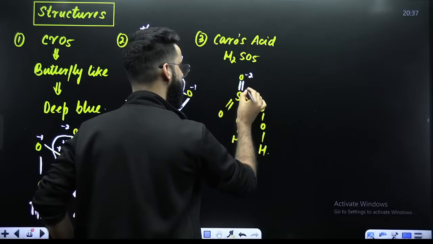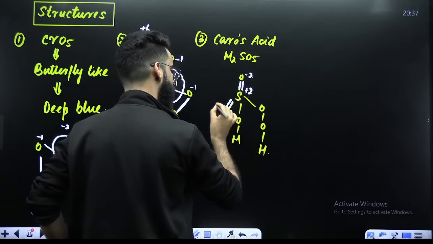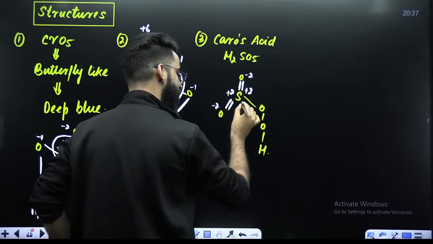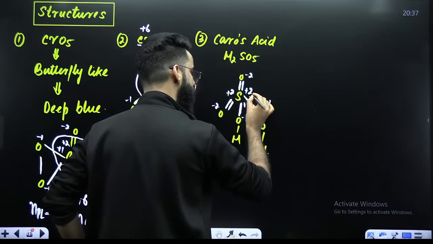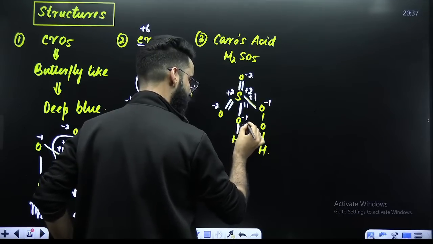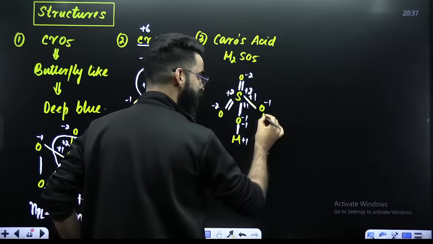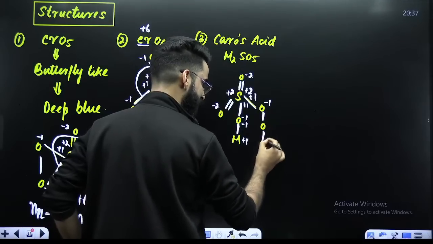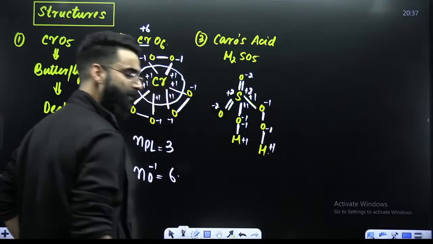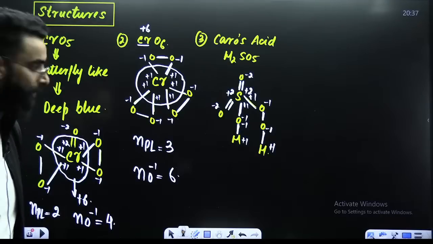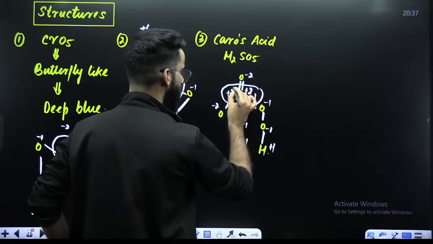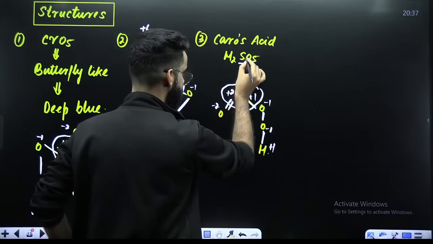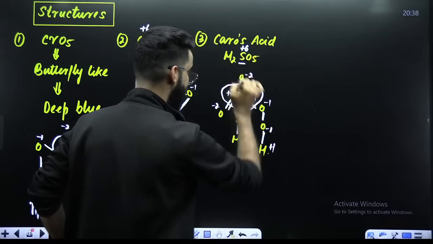So -2 and +2 due to this double bond. Due to this single bond, -1 and +1. Due to this single bond, -1 and +1. Due to this single bond, -1 and +1. Due to this single bond, nothing is going to happen. Due to this single bond, -1 and +1. You have calculated the oxidation states of all the atoms over here. So if I ask what is the total charge on this sulfur, check it out: +2, +4, +5, +6. So the oxidation state of sulfur in Caro's acid is +6.